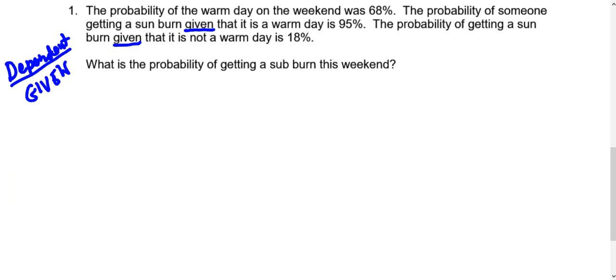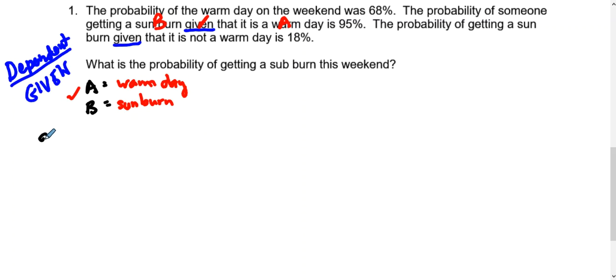After we've done that, we have to figure out what the two events are that I'm looking at, and we can look at that based on the words in the question. Sunburn has to be B, because it has to be dependent, given that it's a warm day. So sunburn is my B, and warm day is A. That's the next step you want to look at.